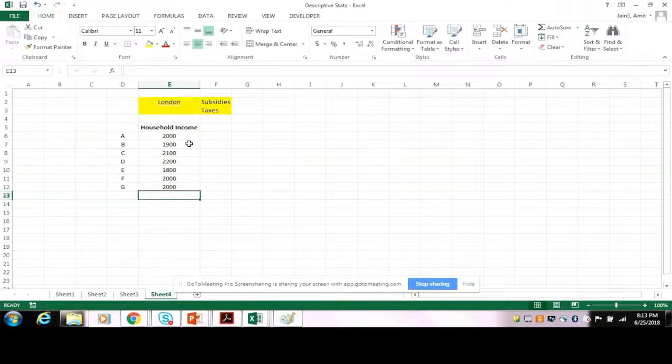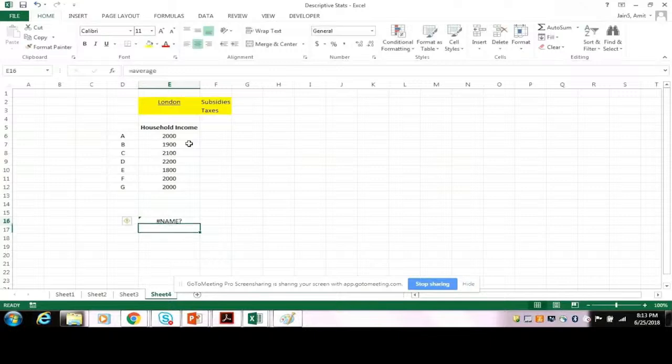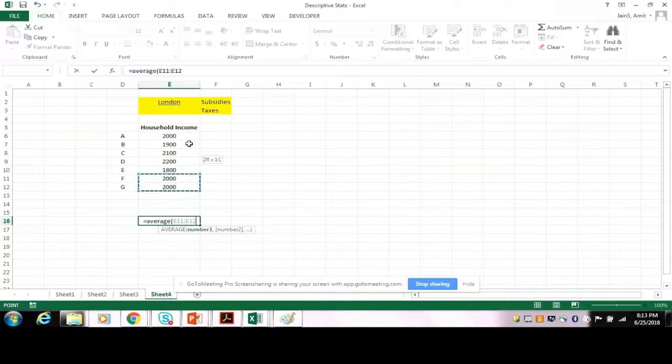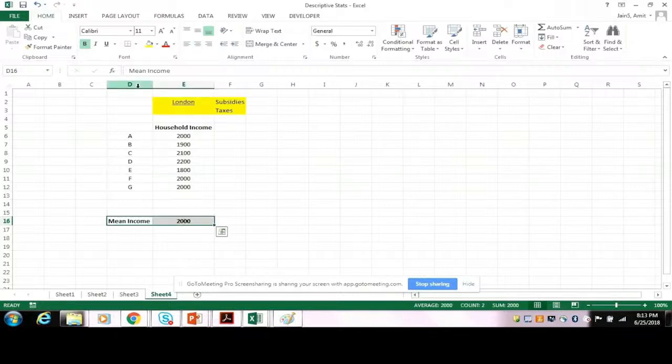So we always calculate average, right? Somebody asked them, on an average, how much people living in this particular locality made. So they calculated the average, which in this case would be somewhere about 2,000. So the average or mean income came out to be £2,000 per month.